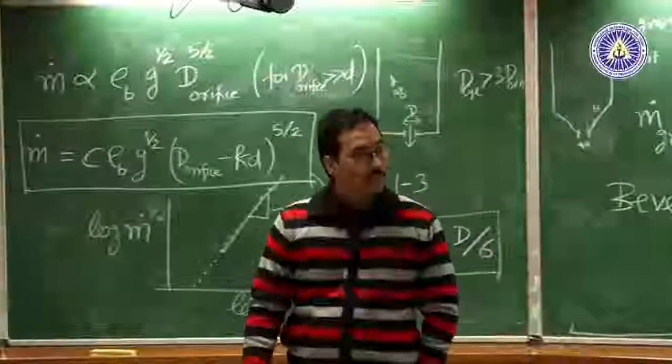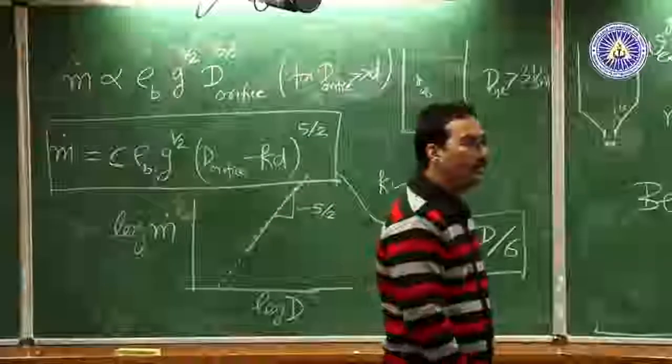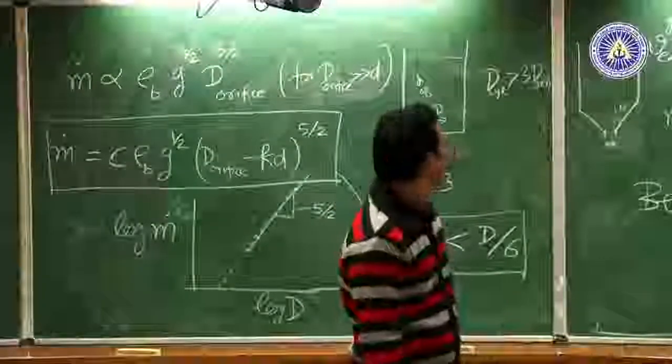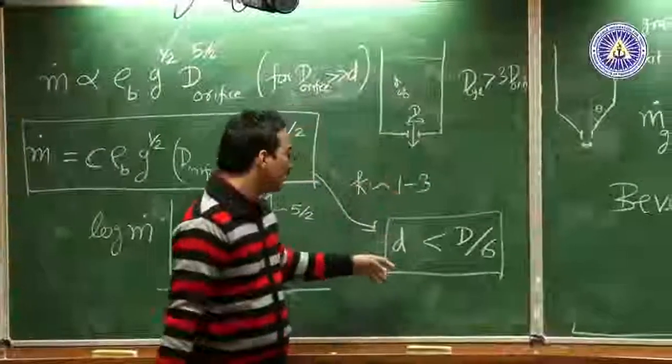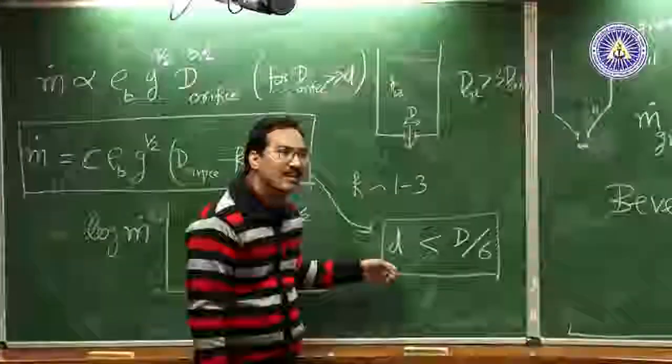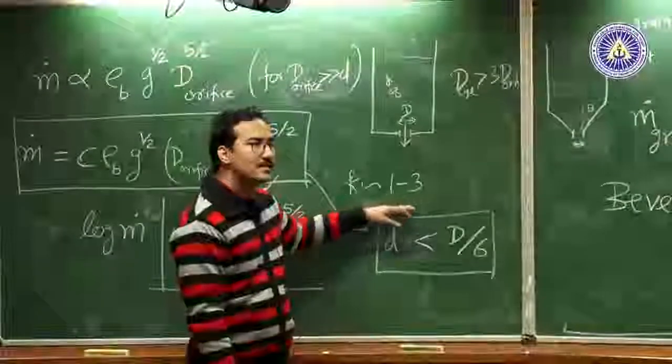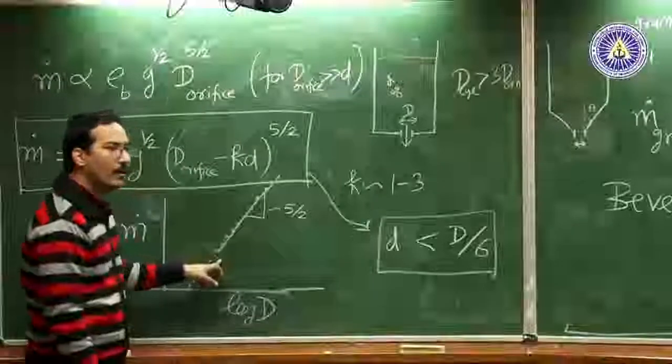Sir, in this case, the diameter of the orifice is always greater than kd? Oh yes, yes. In fact, it has to be greater than 6d. So the value of k is 1/3, but you don't really get data up to there.